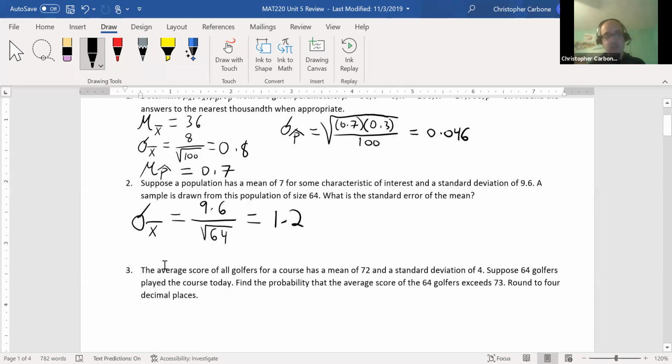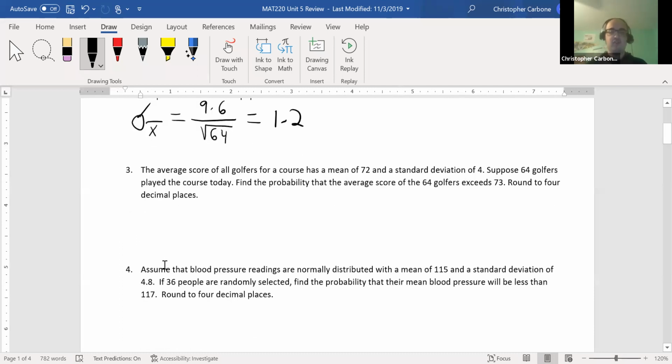Question number 3. Average score for all golfers of a course has a mean of 72 and a standard deviation of 4. Suppose 64 golfers played the course today. We want to find the probability that the average score of the 64 golfers exceeds 73, rounded to 4 decimal places. So we have a sample size here of 64, right? So that'll be fine for us to call this distribution approximately normal.